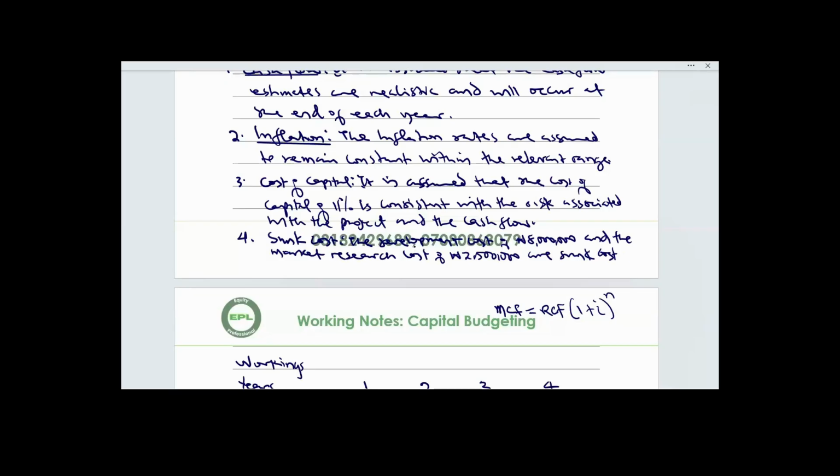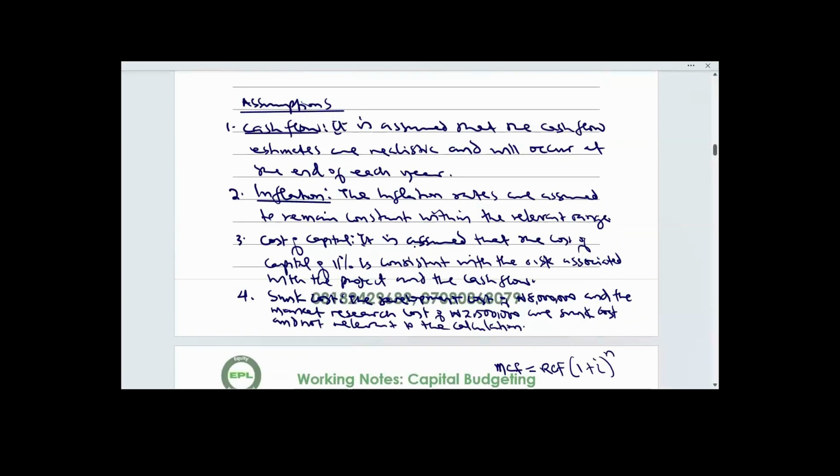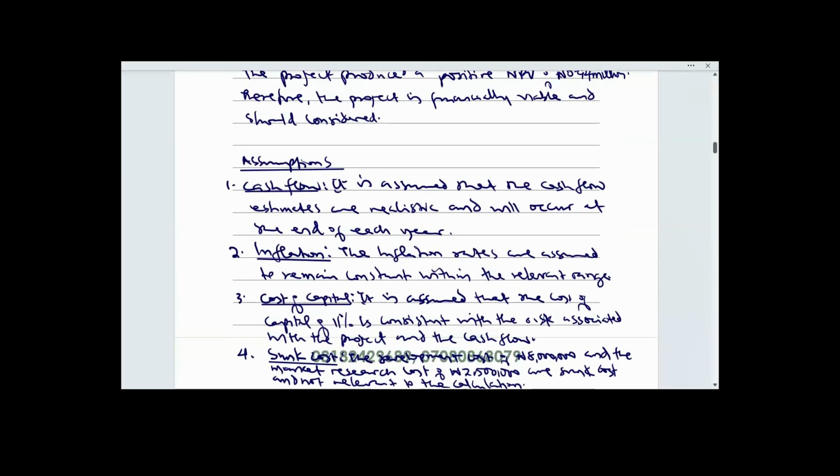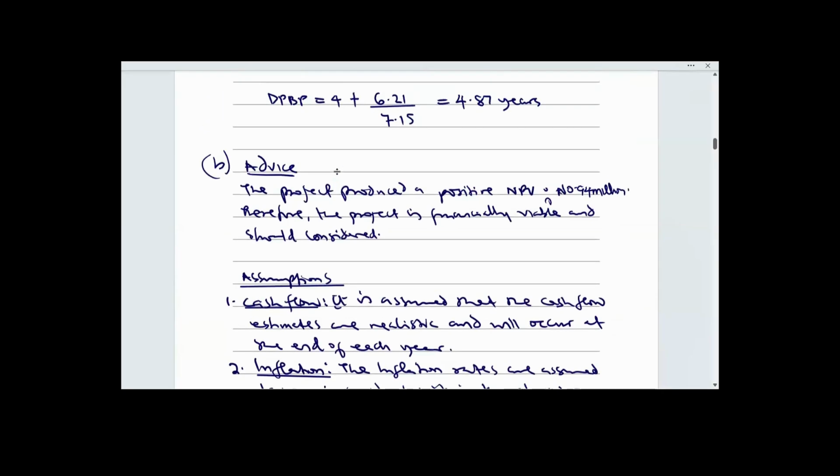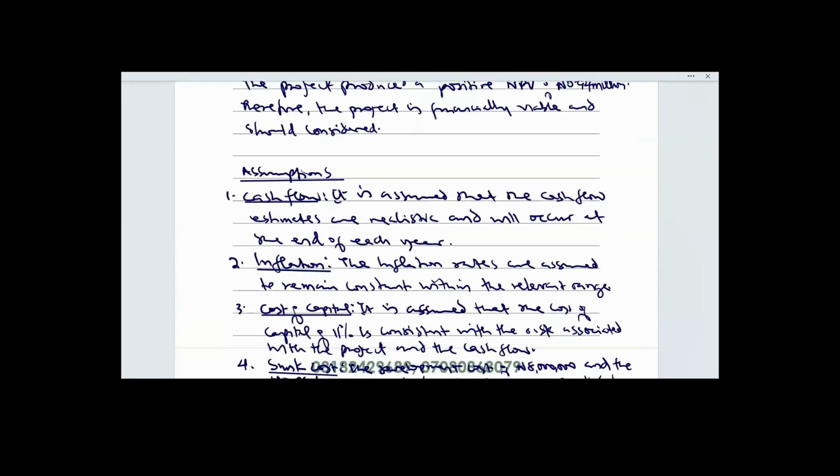Are sunk costs and not relevant to the calculation. That's it. These are our assumptions in the calculation, and that's what the examiner expects of you. For you to be able to earn your full mark, you have to do it this way. You have to let the examiner know the reason why you ignore some figures in the question. So that is that. Then number C, part of the requirements.